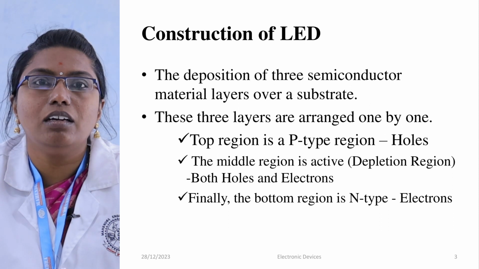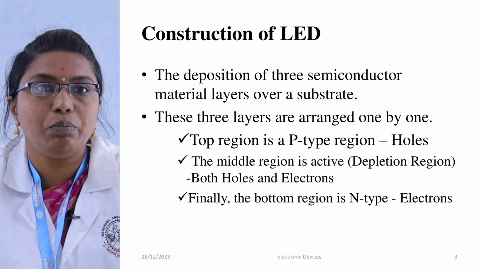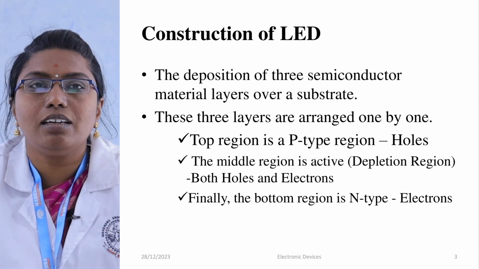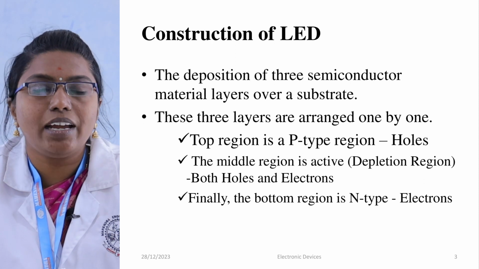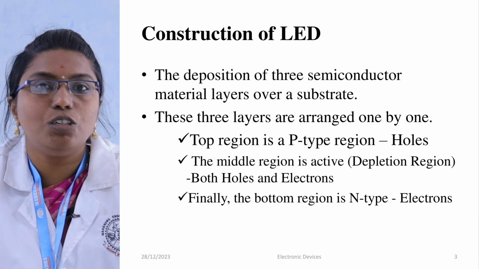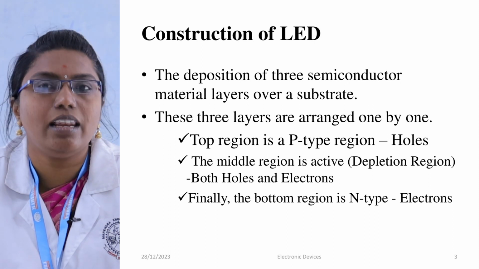In the middle region, it is an active region. The other name of an active region is a depletion region. In this region, it contains both holes as well as electrons. And finally, the bottom region is doped by the n-type material which contains majority charge carriers as electrons.